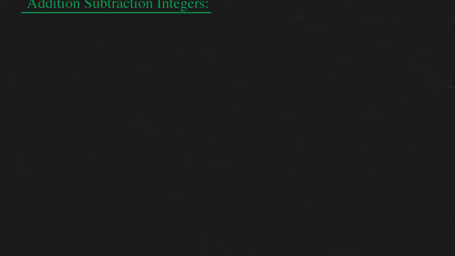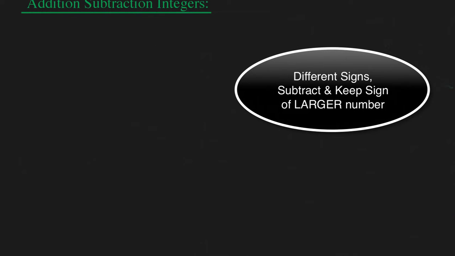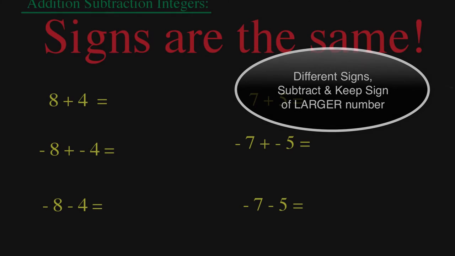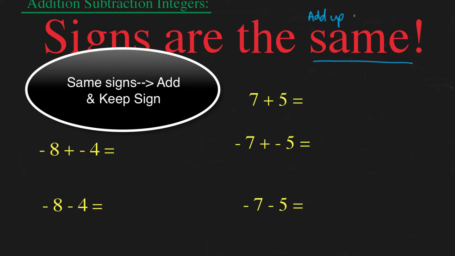Today we're going to be talking about addition and subtraction of integers. So what we're going to do is look at the signs and determine if they're the same and use a specific set of rules, and look at them when they're different and use a different set of rules. Okay? So if you remember from the concept video, add up the values and then keep the sign.